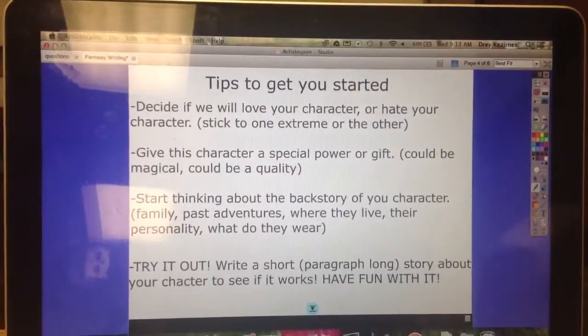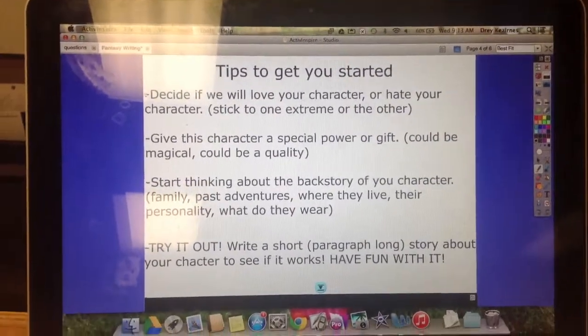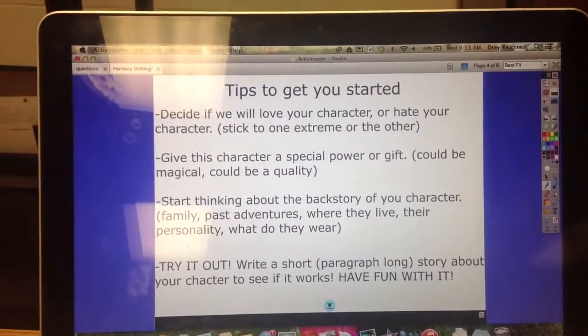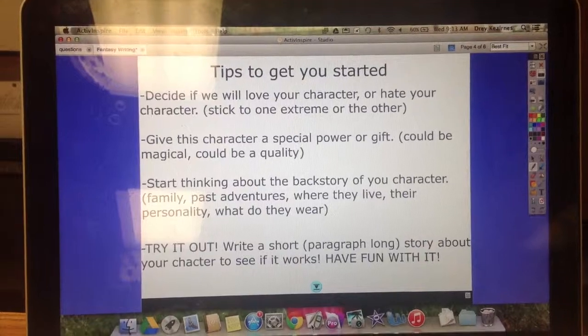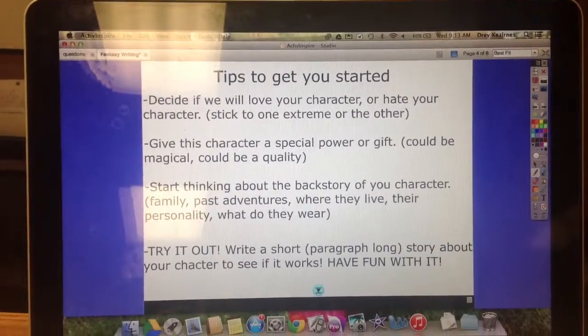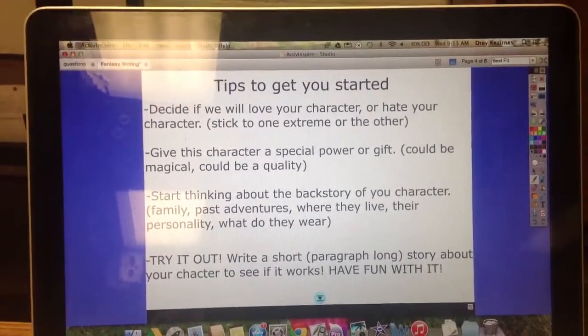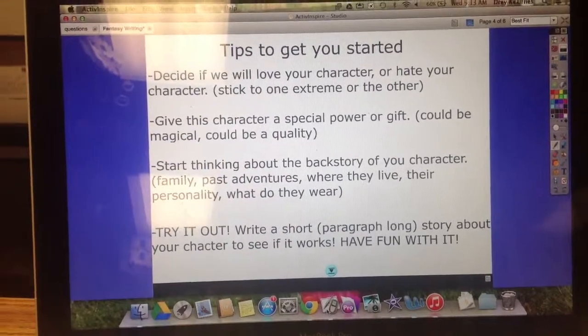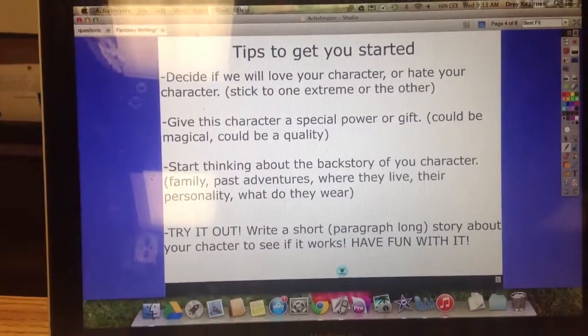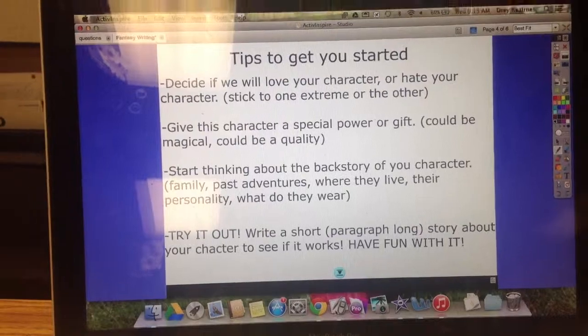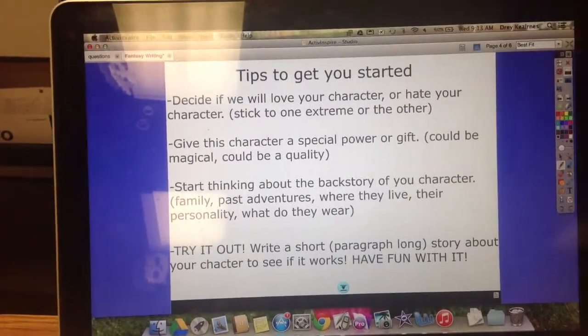And again, guys, just try it out. If you're having trouble thinking of a character, think of a rough draft and then write just a one paragraph, 3 or 4 sentences about that character. Try and sum up that character's adventure in one paragraph and have fun with it. If that works, then maybe that's the direction you want to go.